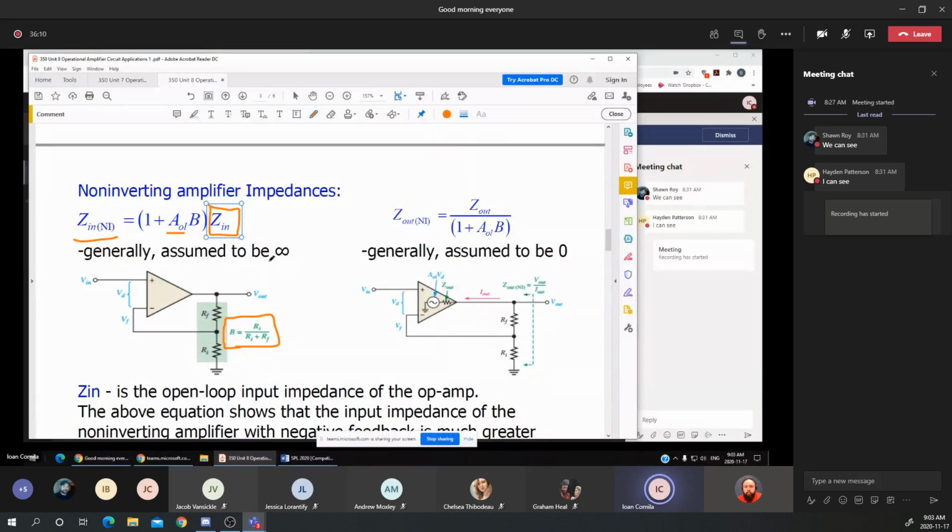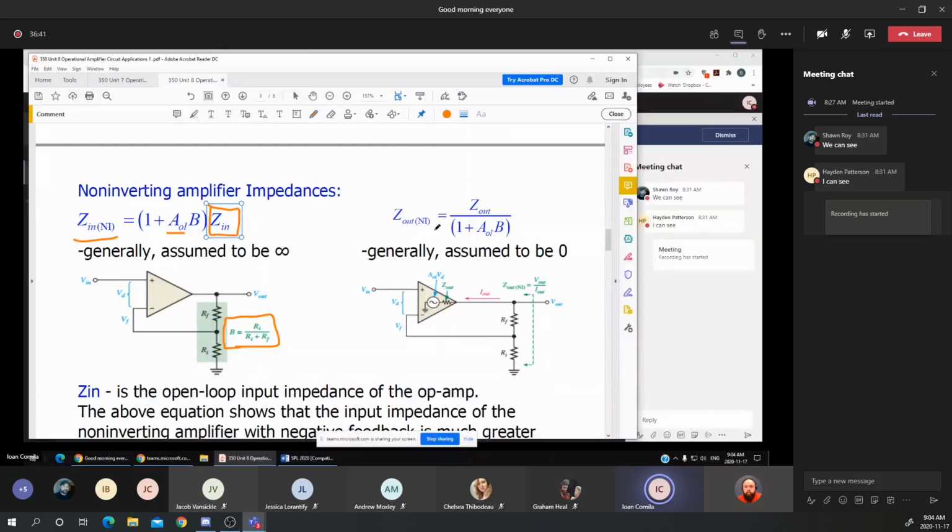Yes, we'll make some calculations to determine what is the input impedance for a non-inverting amplifier with a predefined Rf and Ri, and you will see a very large input impedance when the feedback resistor or feedback network is connected between the input and the output.